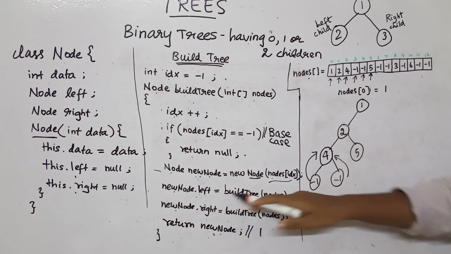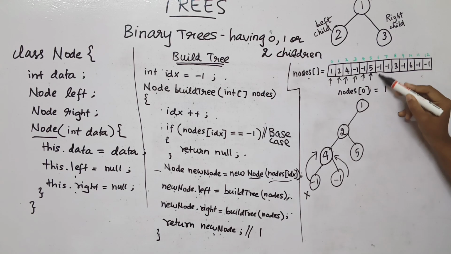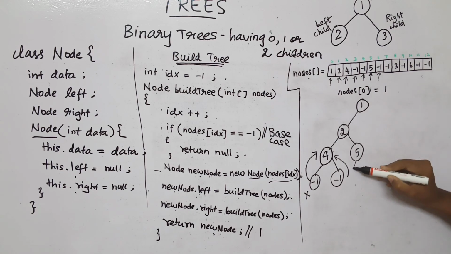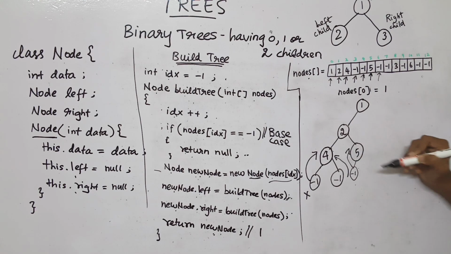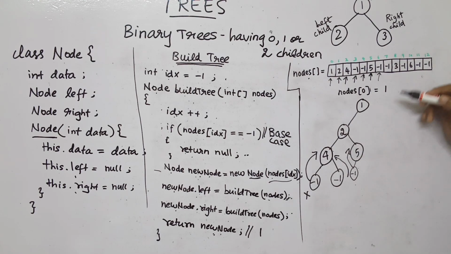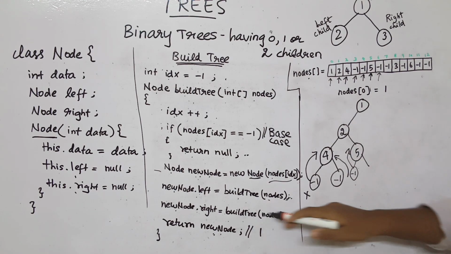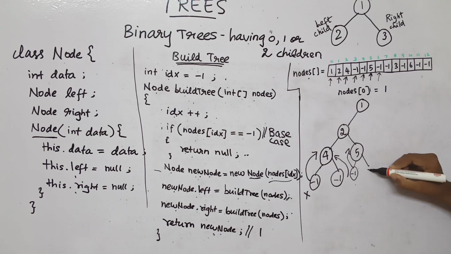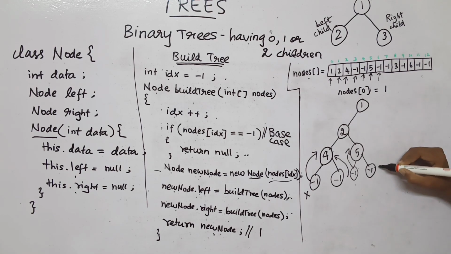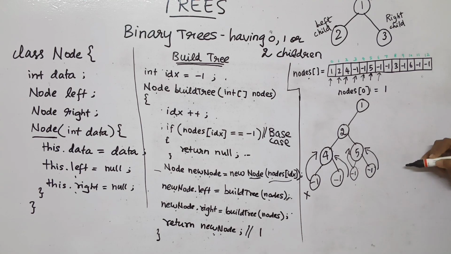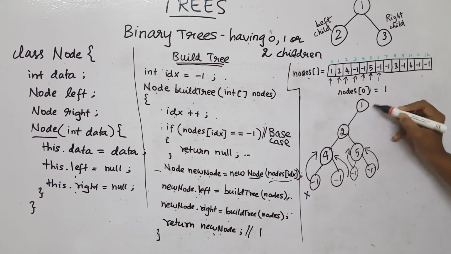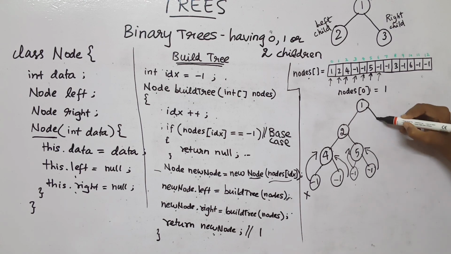Now for node 5, the left subtree is created. The next element is -1. So the base case will be executed and it will return null and we'll go back. Then we'll create the right subtree. So again it is -1, so we'll go back since the base case is executed. For node 5, the left and right subtrees were created. So we'll further go back and we'll reach node 1.